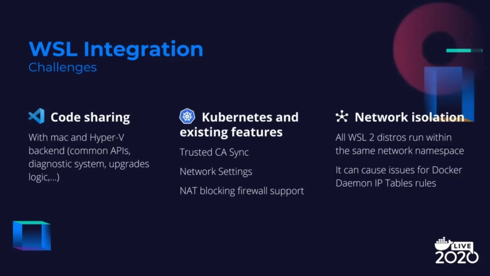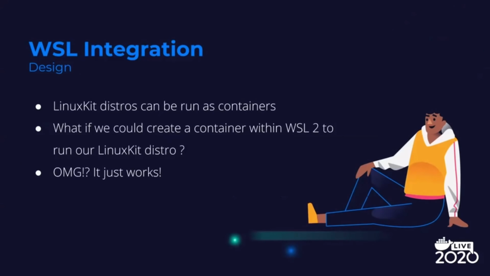So we decided to do things a little bit differently. First, LinuxKit distros, like the one we did for Hyper-V, can actually be run as containers, and that's a very good way for us to test LinuxKit distros. So what if we could create a simple container within WSL2 with its own mount namespace, its own network namespace, etc., and start a LinuxKit distro in there? And actually, we tried it, and it just works.